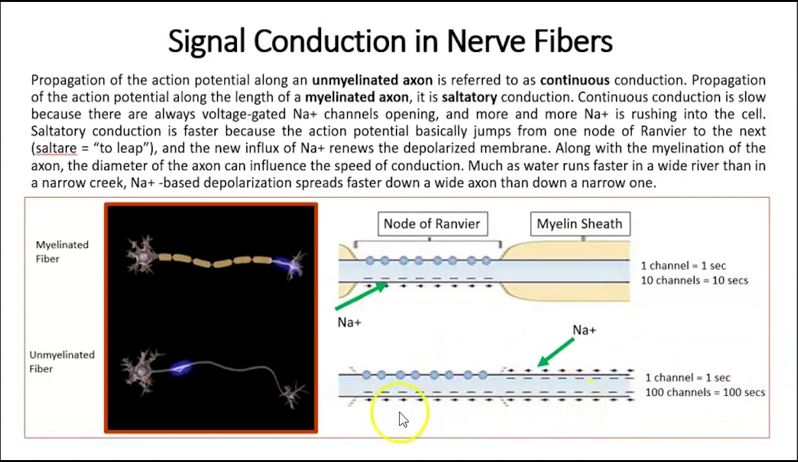Since in this unmyelinated fiber, you need to open every single channel, this is called continuous transmission. In the case of the myelinated fiber, since you need to open only the channels that you have in the nodes of Ranvier, this one is called saltatory conduction.